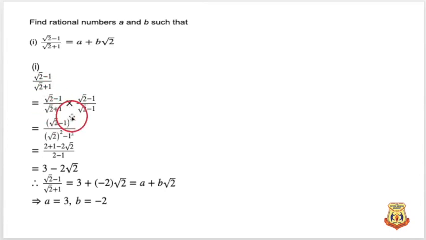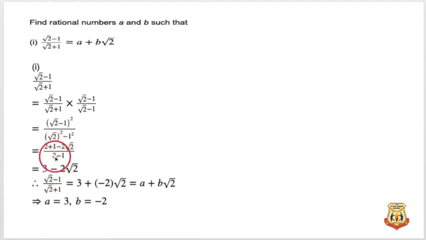Root 2 plus 1 is given, so we will use the opposite sign, root 2 minus 1, so that we will get the a square minus b square formula, which is 2 minus 1, that is 1. And at the top what we are getting? Root 2 minus 1 whole square, because both are root 2 minus 1. And the a minus b whole square formula is what? A square plus b square minus 2ab. If you put in this formula, then you will get this value.